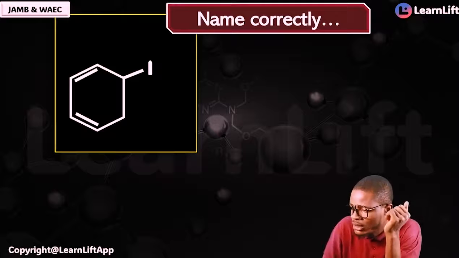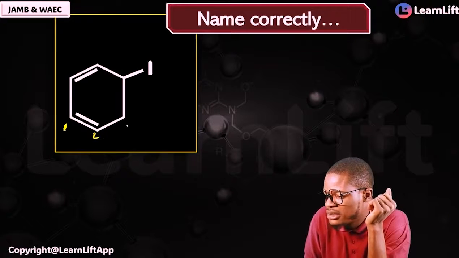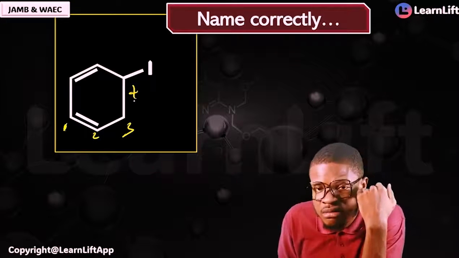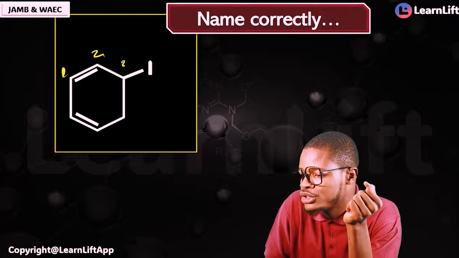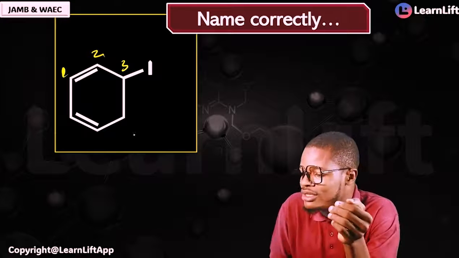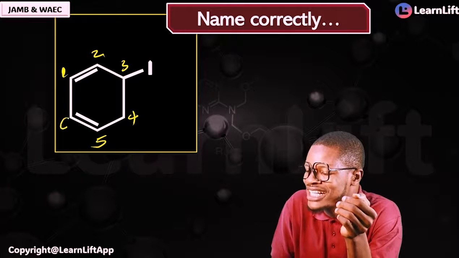Correct. I can see what you are doing. If you like, come and start from here: 1, 2, 3, 4. Bro, you are wrong. You already know why. So how do we count it? Here's your 1, here's your 2, here's your 3. See that we are just applying the rules. Here's your 4, here's your 5, here's your 6.